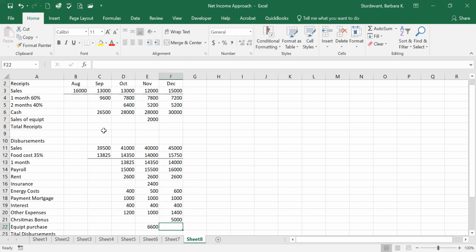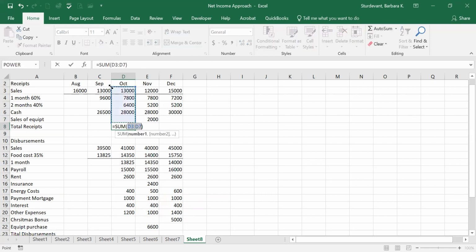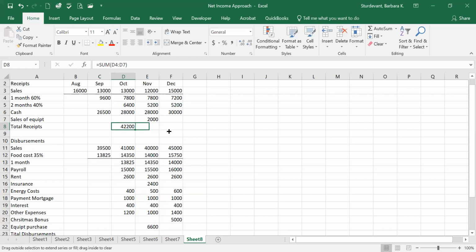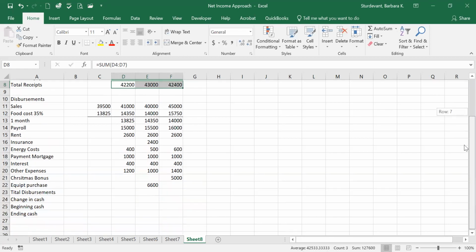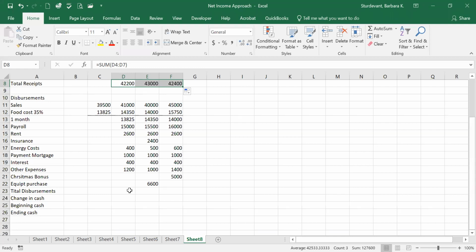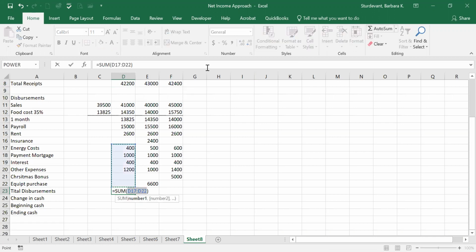All right, so then we just add them up. So actually, we're only going to add from here. Make sure you don't include that top line. Okay, and we're going to come down here and add these up.